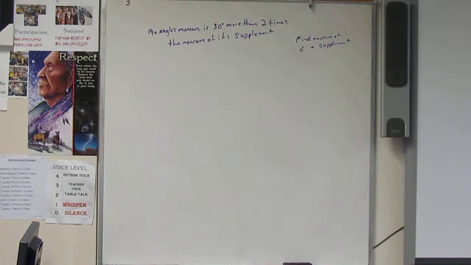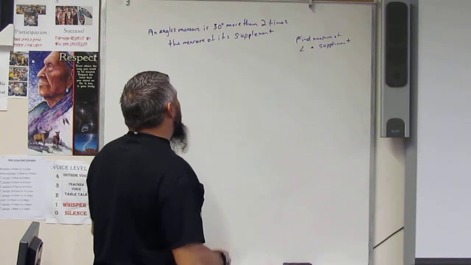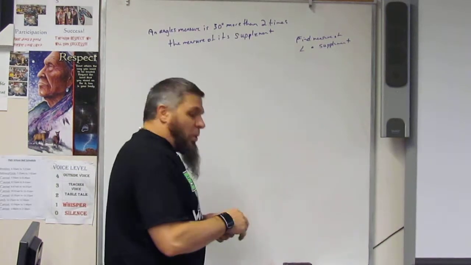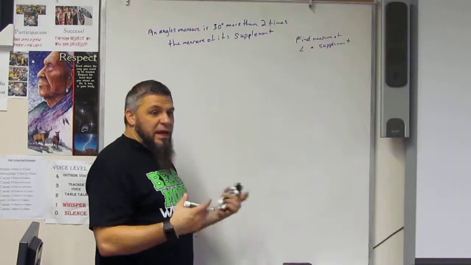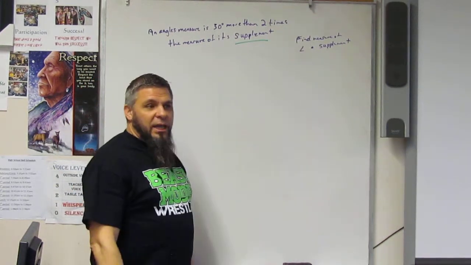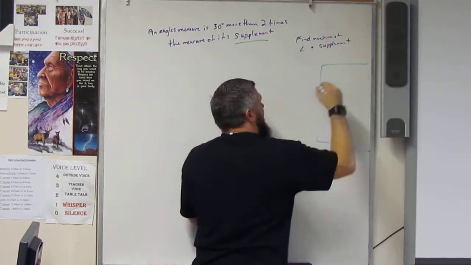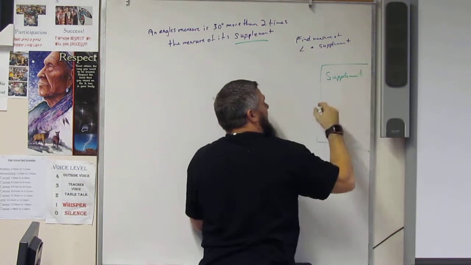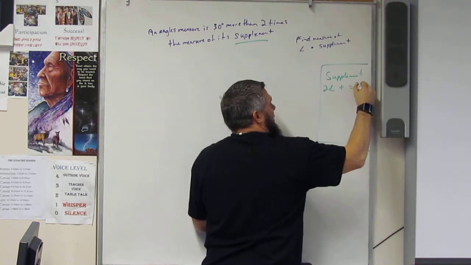All right, so an angle's measure is 30 degrees more than 2 times the measure of its supplement. Okay? What we want to do here is translate this into math, right? So the first thing I want to know is the supplement. On your side note, in your notes, you need to know that supplement means 2 angles that add to equal 180.